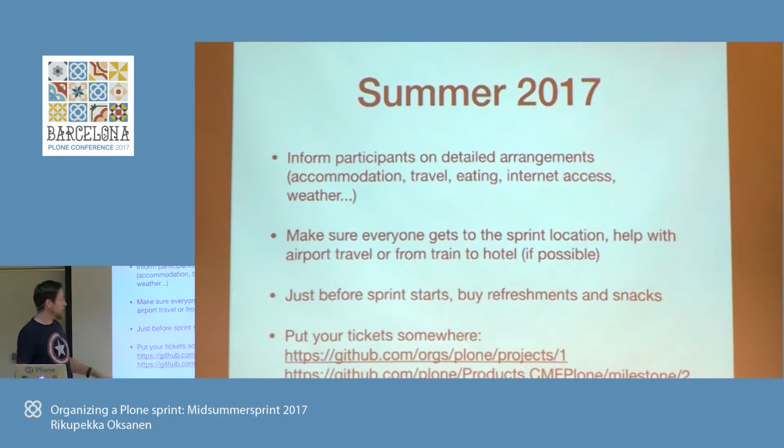And this was really important. Of course, it's about programming. So if you have a sprint, please make sure you have your development tickets somewhere well documented, so when people come, it's easy for them to start working on certain things you would like them to work on.